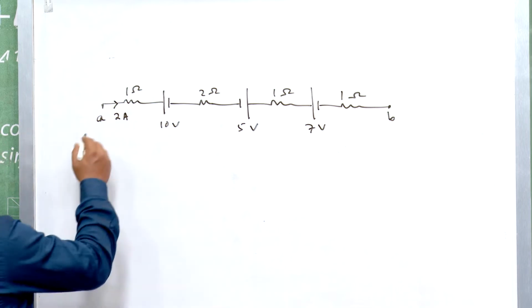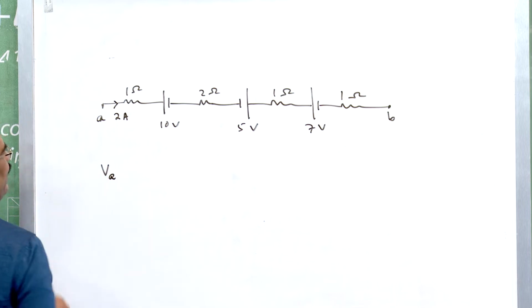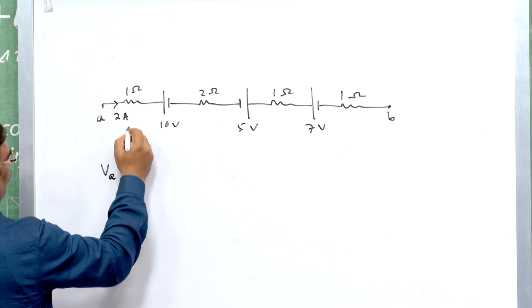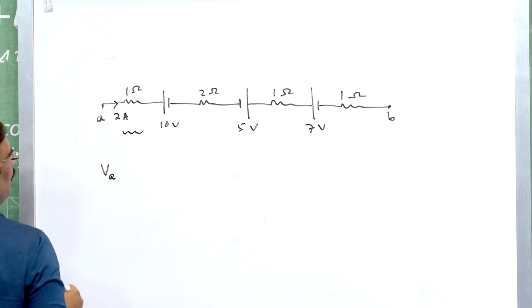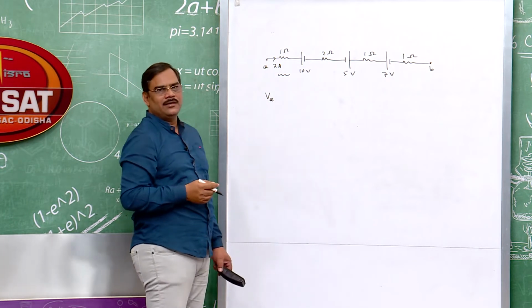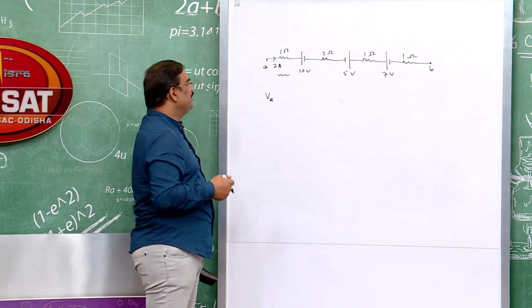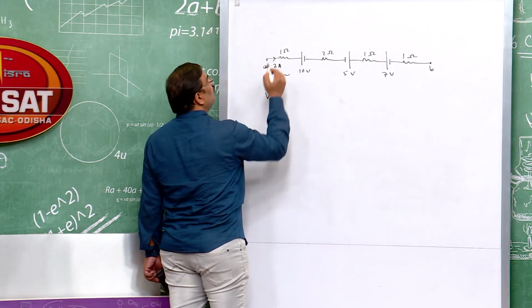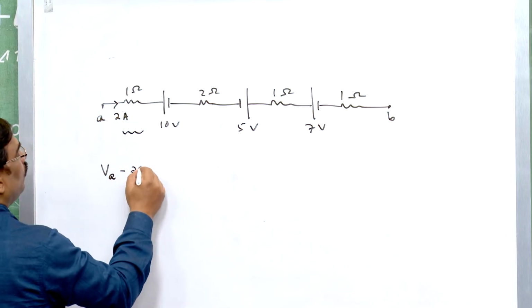Starting with A, this is my potential VA. When I proceed, I get a passive element. Passive element always drops your potential. So, my potential will be dropped by 2 into 1, IR. So, it is 2 volt.